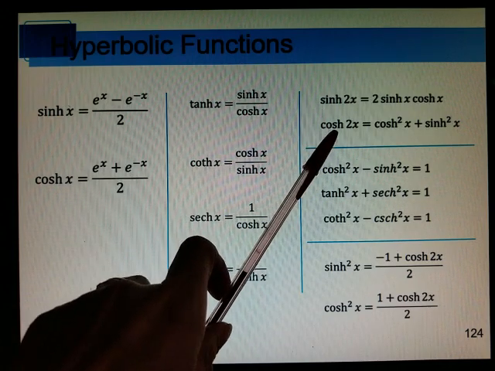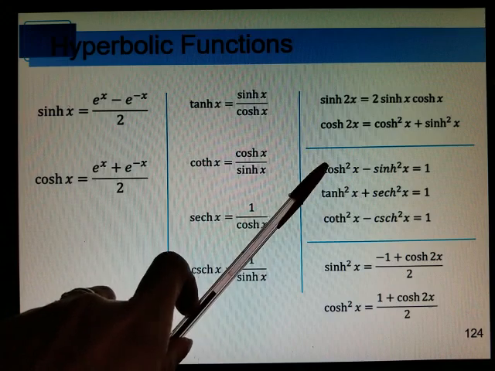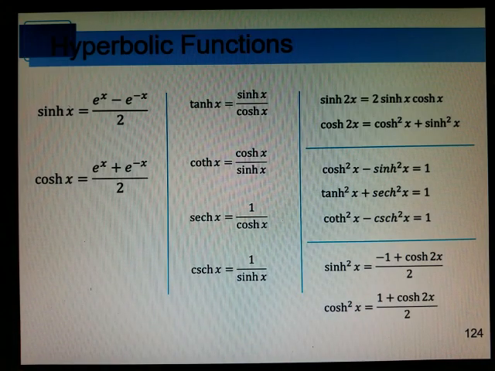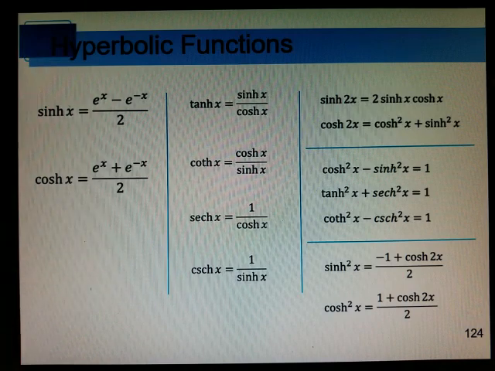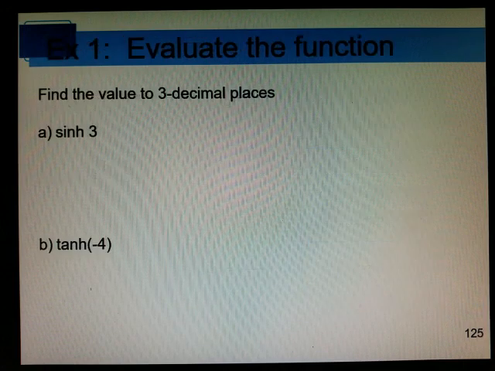Hyperbolic sine of 2x, hyperbolic cosine of 2x. And then here it looks like the Pythagorean identities. They're a little bit different in hyperbolics. And then here you go again. So these right here, you're probably going to want to use that slide as you're doing your homework. And we'll really pretty much stick to the derivatives for the hyperbolics for your test. Other than that, you're not going to see these.